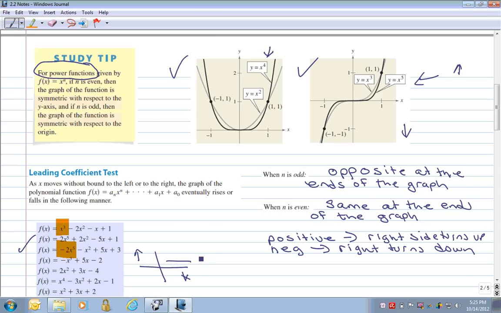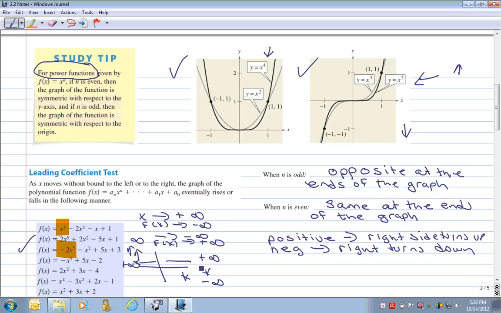Again, as x approaches positive infinity, our y value would be approaching negative infinity. On this side, as our x value approaches positive infinity, our y value is approaching positive infinity. So we could write that as our x value approaches positive infinity, our f of x on the right side is approaching negative infinity. And again, on the left, as x approaches negative infinity, our f of x is approaching positive infinity.